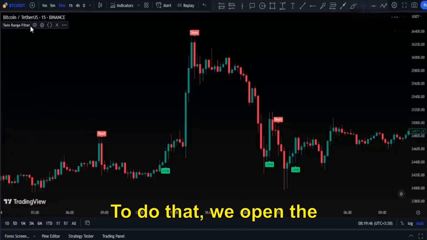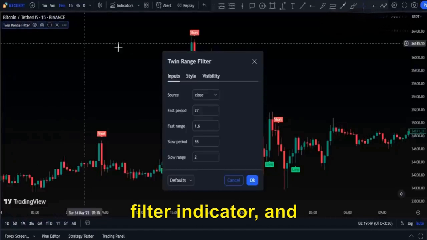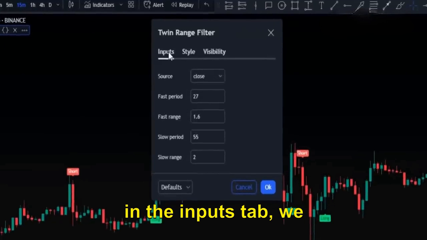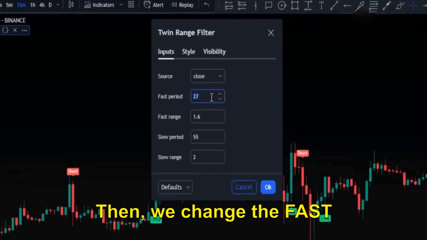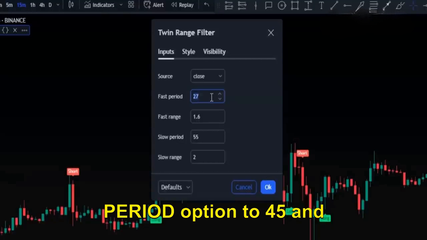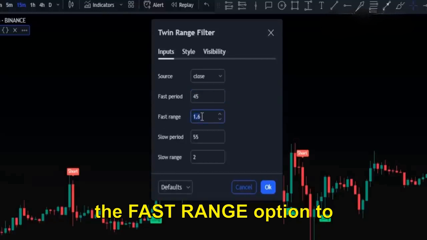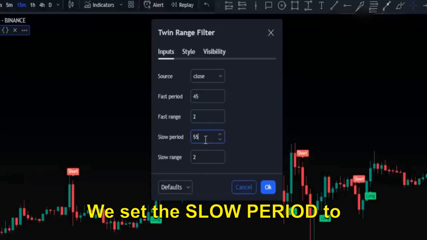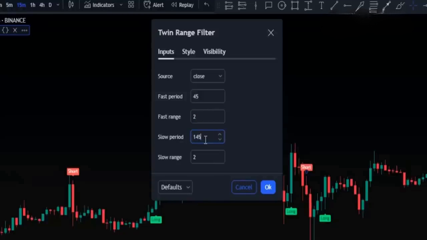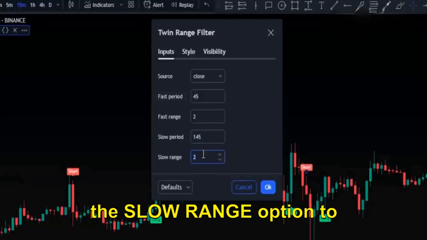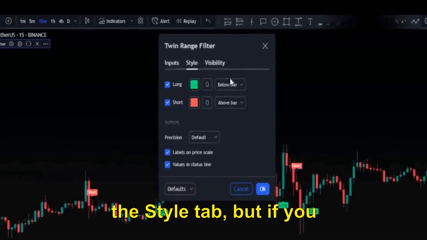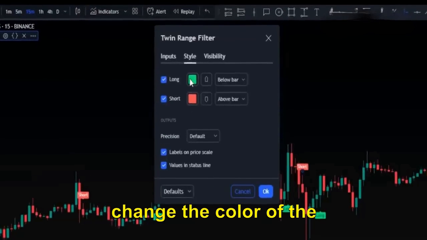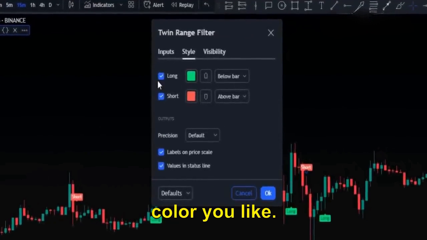To do that, we open the setting of twin range filter indicator, and in the inputs tab, we make sure that the source option is set to close. Then we change the fast period option to 45 and the fast range option to 2. We set the slow period to 145, and finally we change the slow range option to 3. There's nothing that we really need to change in the style tab, but if you want to, you could change the color of the signal icons to any color you like.